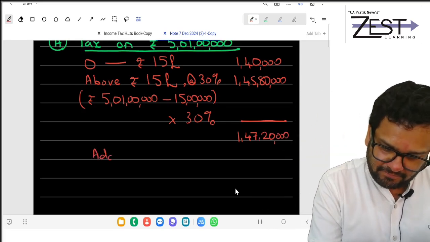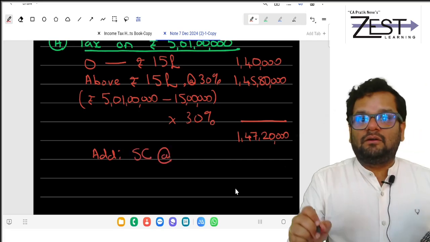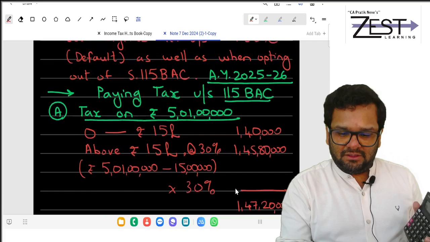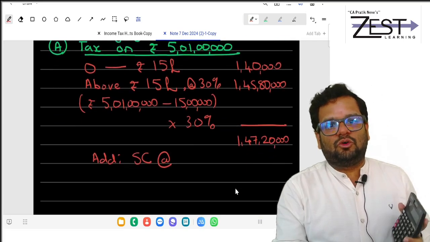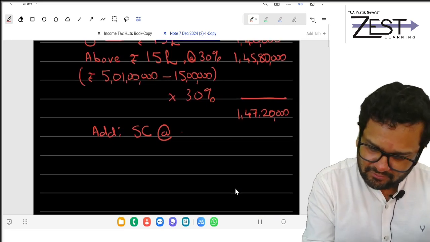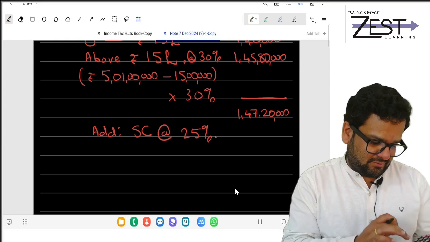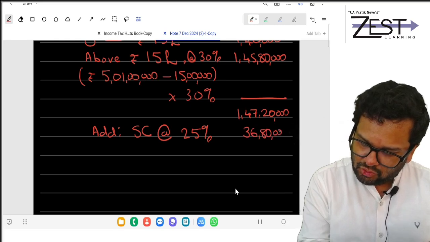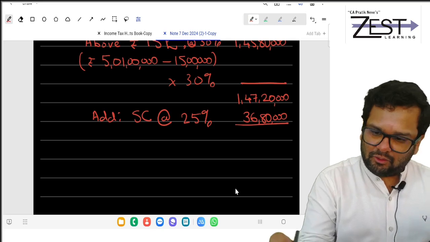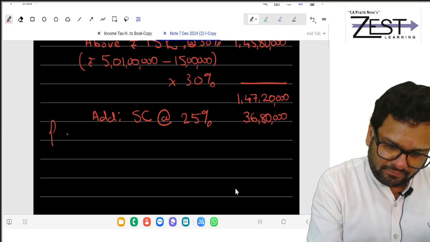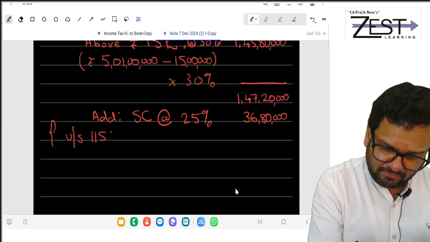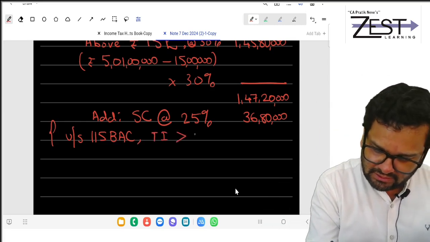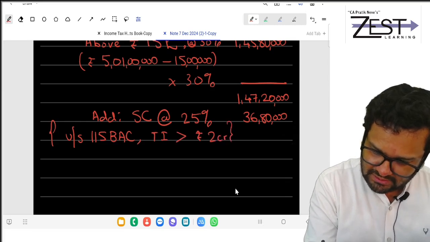On this, you will add surcharge at 25. You are in 115 BAC. So above 2 CR, surcharge is always at 25%. What is that? 36 lakh? Why did you calculate at 25%? Under section 115 BAC you are calculating and total income exceeds rupees 2 CR.